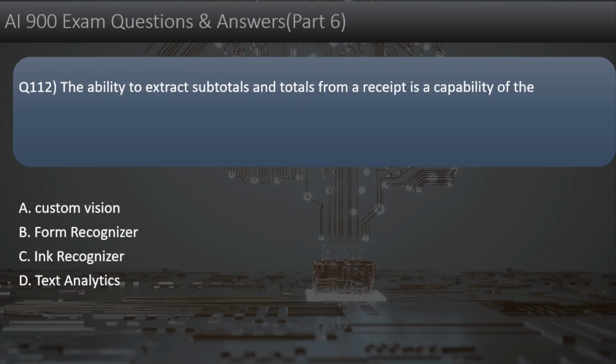The ability to extract subtotals and totals from a receipt is a capability of the following. Option A, custom vision. Option B, form recognizer. Option C, ink recognizer. Option D, text analytics. Answer is option B, form recognizer.